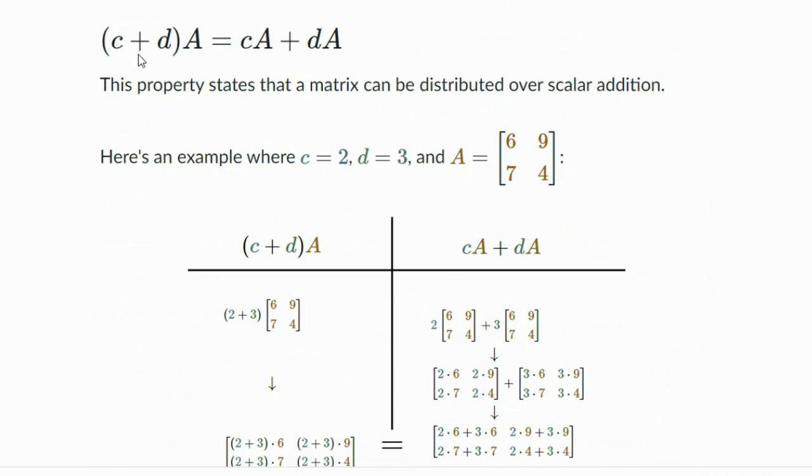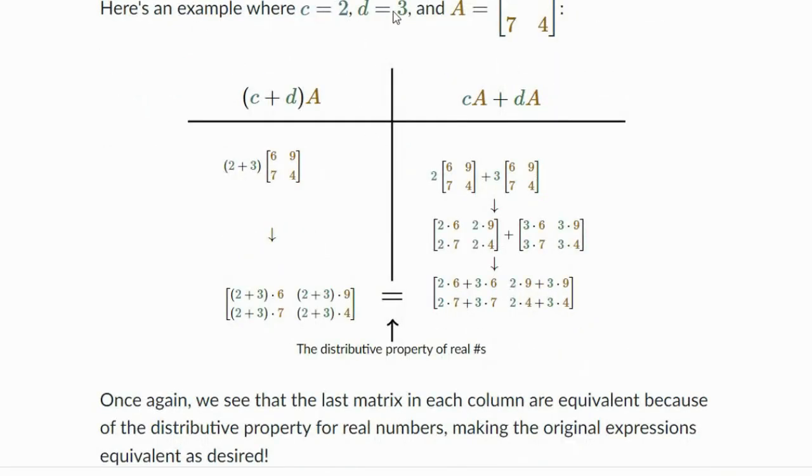Or if we have 2 scalars being added together times a matrix, we could distribute the matrix to both of those and add it together. Let's look at both ways. If we have 2 and 3 and this matrix A, we could add the 2 plus 3 together first and then multiply by the matrix, or distribute it: 2 times the matrix plus 3 times the matrix. So the first number, 2 plus 3 is 5, times 6 is 30. Over here we got 2 times 6 is 12, 3 times 6 is 18, 12 plus 18 is 30. So it'll hold true either way.